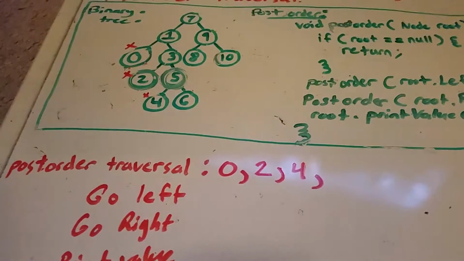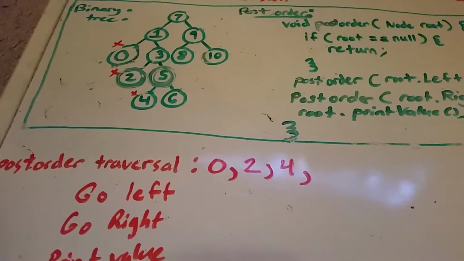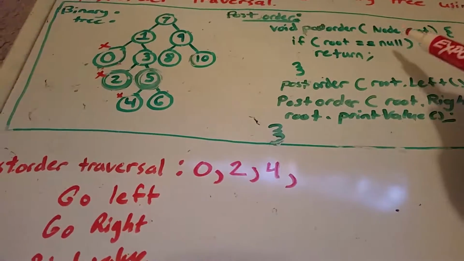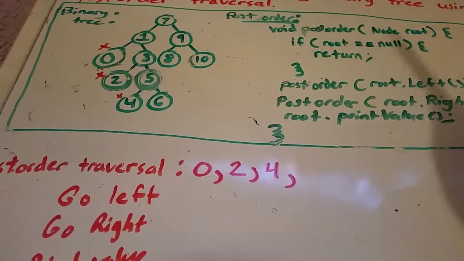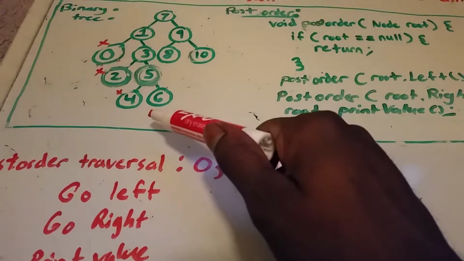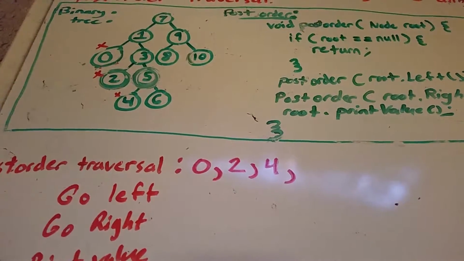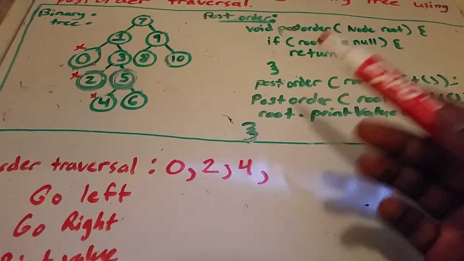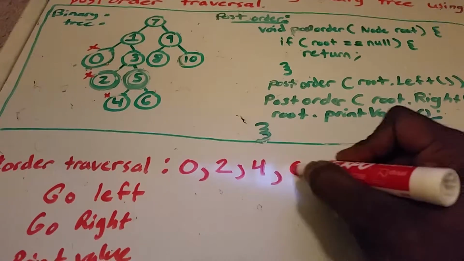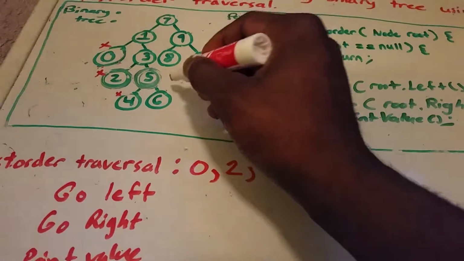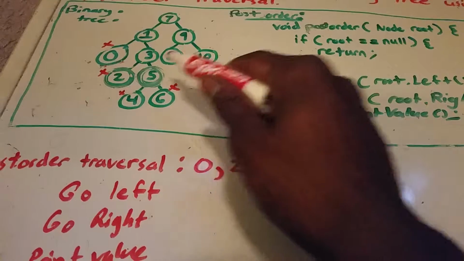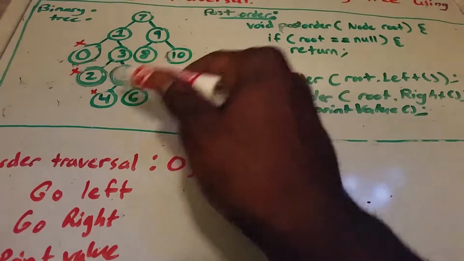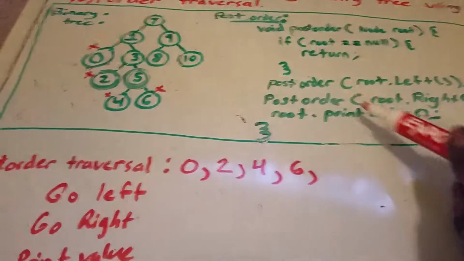We go back to 5. So we went as far left as we could on 5, and now we're going to go to the right. And to the right of 5 is 6. So it has a value, so it's not null. So we're going to go to the left of 6, which is nothing. So we return. We go to the right of 6, which is nothing. And now we're going to print the value. So we get 6. And now we're going to go back to 5. And we went left on 5, and we went right on 5. You can see we went left, we went right. So now we have to print 5.